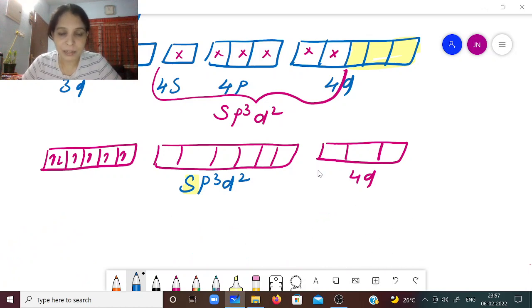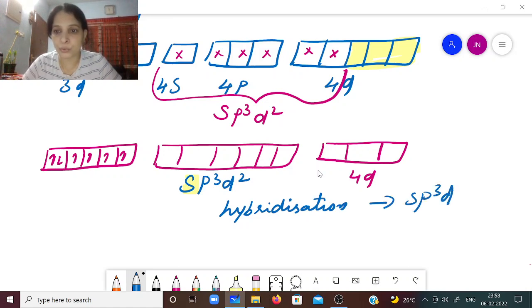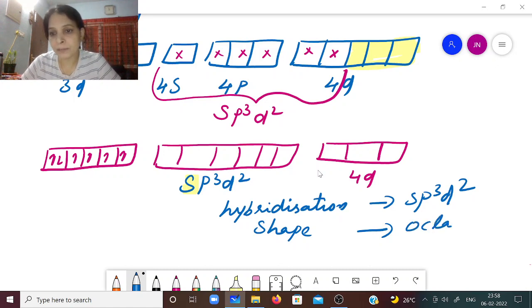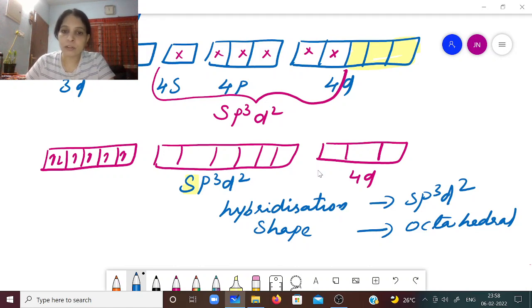Now let us see the points. I will write them all down here. Hybridization first. We know the hybridization is sp3d2. Now shape. Of course, 6 fluorines are around the cobalt, so as I said before, it will be octahedral only. You can understand one thing: if the coordination number is 6, there can be 2 types of hybridization, d2sp3 and sp3d2. In both cases, the shape will be octahedral.